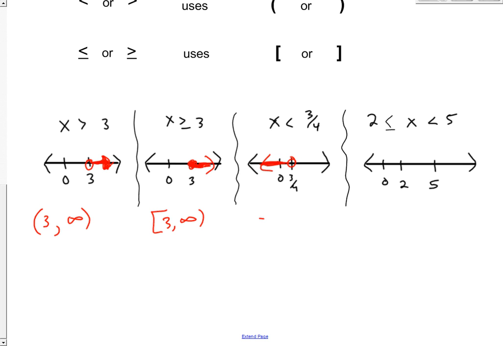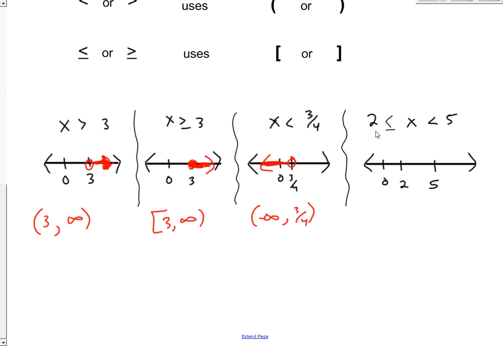So I have to go with negative infinity on my left-hand side, and 3/4 is on the right-hand side because 3/4 is my upper limit, my upper value, my greatest value here. And because it is less than and not equal to, I'm going to have parentheses on the 3/4 and again parentheses on the negative infinity.